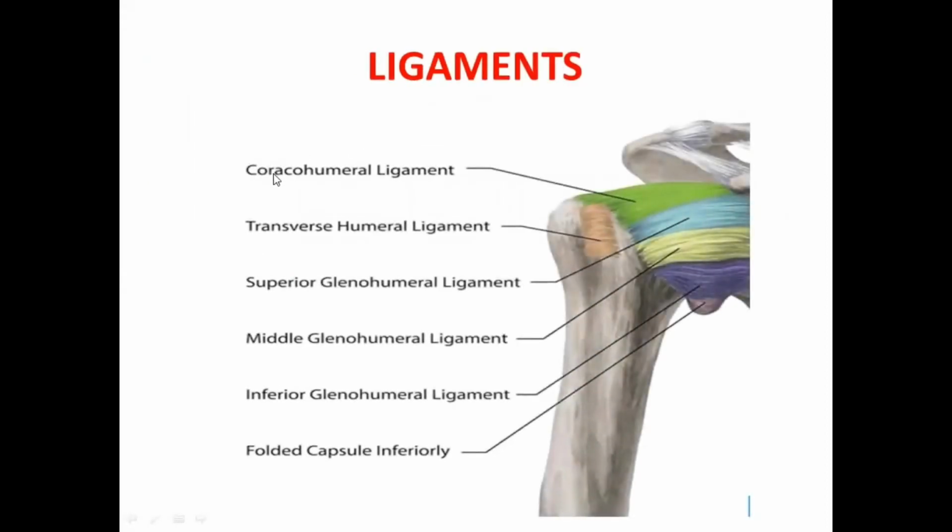And we will see the ligaments. First, there is the coracohumeral ligament. That means from the humerus to the coracoid process. Then there is the transverse humeral ligament, right, between the two tubercles, greater and lesser tubercle. There is the superior glenohumeral ligament, right? Then middle glenohumeral ligament, inferior glenohumeral ligament, right? Then inferiorly, there is the fold of the capsule. The capsular ligament covers the whole of the joint, right? Here is some part of the capsular ligament.